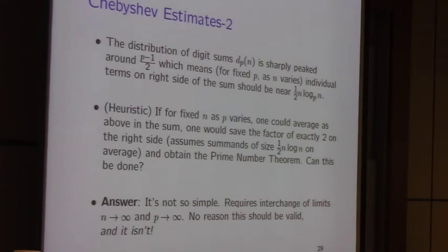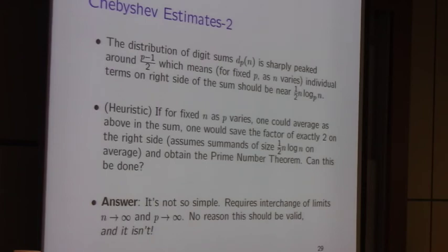So if it were the case that you could do the average, we now have a sum, a product, that's an average over all the primes p up to n. If we believe that when we did that averaging, each one of those contributions was half the size, then we would get the prime number theorem on the nose by this method. If you could do an averaging where you fix n and you let p vary, you would save a factor of 2 and you would get the prime number theorem.